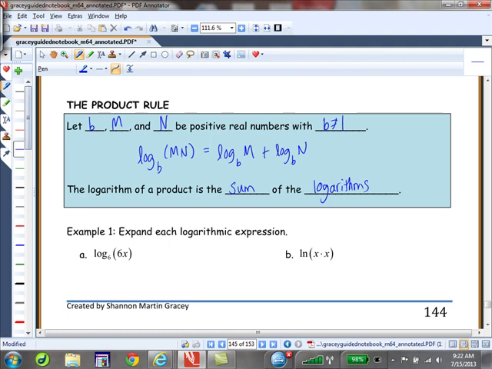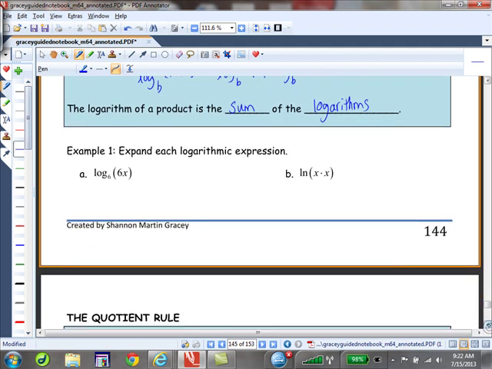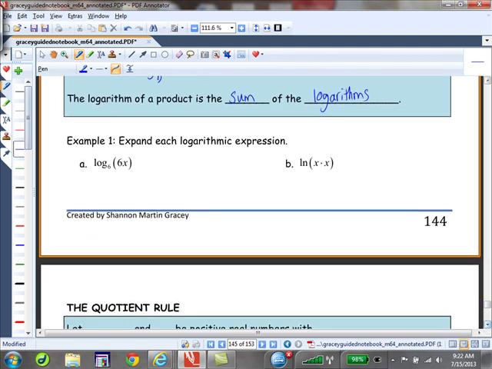Okay, so in the first example, we're being asked to expand each logarithmic expression. So for the first one, we would get log base 6 of 6 plus log base 6 of x. Is there anything further we can do with that guy? Good. The power to which I raise 6 to get 6 is 1. So we get 1 plus log base 6 of x, and we're done.